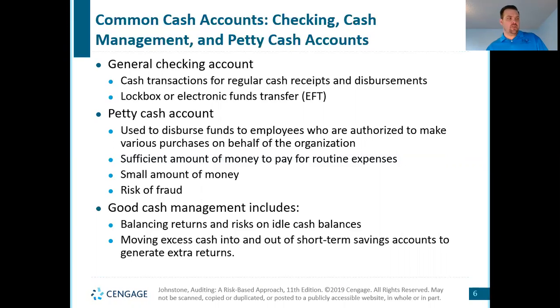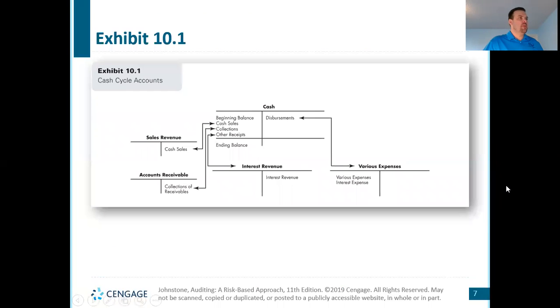And then good cash management includes things like balancing returns and risks on idle cash balances, moving excess cash in and out of short-term investment accounts to generate extra returns. So depending on your organization, your bank, and who you work with, it's not uncommon for companies to have a clearing account that goes down to zero or close to zero on a regular basis, intentionally, only keeping the balance in that account that's required. It's also, by the way, another control. Only keeping the balance that's required based on the checks that have been recently written from that account. That way, your money is working for you, and you're not just letting it sit there in a checking account earning nothing on it.